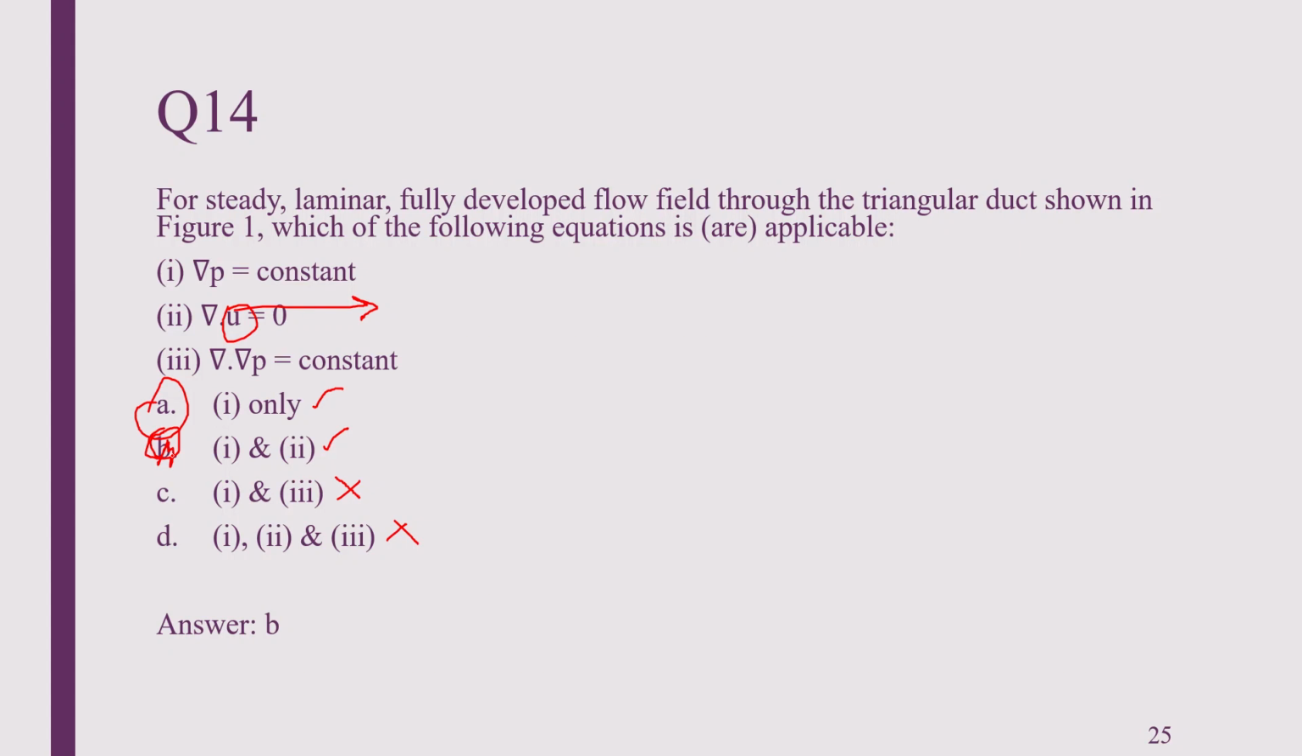If the pressure gradient is constant, sorry, delta p, if it is a constant, delta p would be 0. It would not be constant. And the second statement, del dot u is equal to 0, which is the continuity equation. So statements 1 and 2 are right, which is given by option B. So the answer to this question is option B. We'll go to question 15.